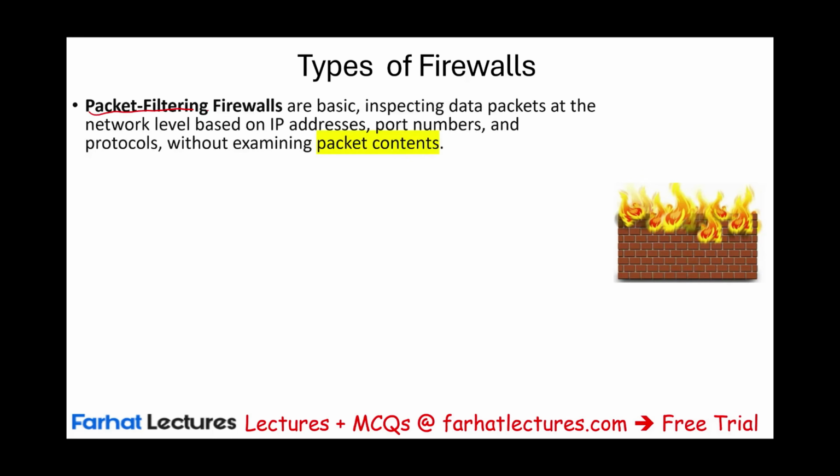So let's take a look at the basic one. They're called packet filtering firewalls. Those are the basic. They inspect data packets at the network level based on the IP addresses, port numbers, and protocols without examining what's inside the packet. The packet is what's inside this message. They just look at it from the outside, on the network level, based on the IP address and the port number, where it is coming from, without examining the inside of the packet. This is a fast way to check something, because you don't need to examine what's inside the packet. It goes real quick, but it offers less security.